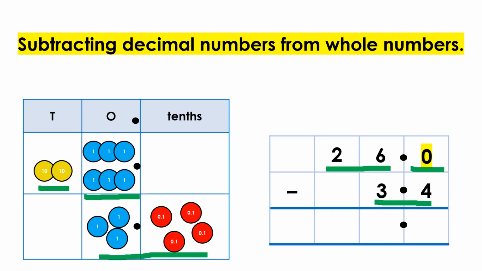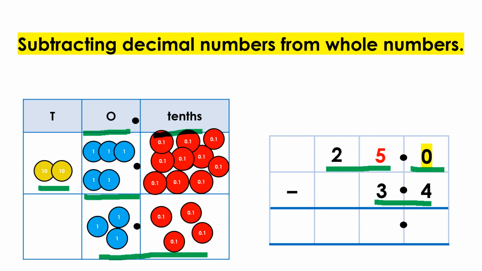So the first thing we do is we look at 0. 0 take away 4, it's not possible. So we would need to exchange. We exchange from the ones and bring that over to the tenths. And we know that 1 is the same as 10 tenths. So you can see that the 5 has changed. It was a 6 before because we now only have 5 ones here because we brought the 1 over into the tenths. And now we have 10 tenths.